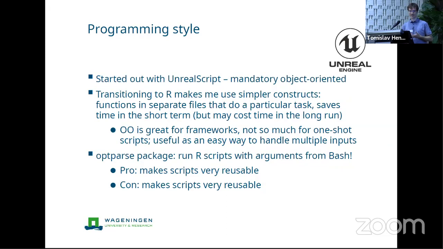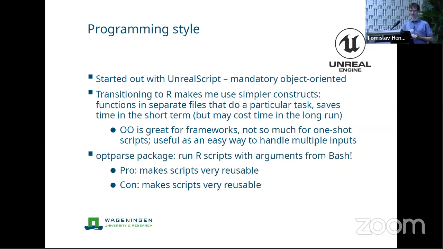So I was really starting out with this object-oriented approach, but then when I went to do more things in R, I learned to also use simpler constructs, functions in separate files to do a particular task. And in this case, I found that this really saves a lot of time in the short term. We don't need to worry about these frameworks and complex interactions between different classes and so on, although it may cost time in the long run. So I think that object-oriented programming is really great for frameworks, if you really want to have something that is complex that you want to reuse later on. And for one-shot scripts, it's better to do something that is simple, just with functions, and it's an easy way to handle multiple inputs and give outputs.